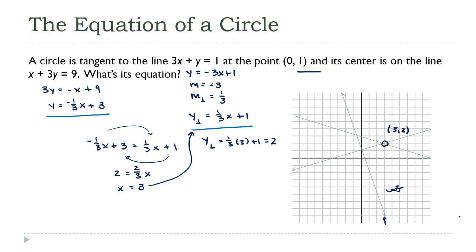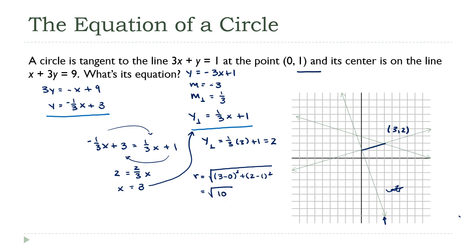Well, the radius is this segment. That segment is a radius. So if I find its length, then I've got my value of r. So what is that length? Well, r is equal to, we'll use the distance formula here, the square root of (3 minus 0) squared plus (2 minus 1) squared. This is the square root of 9 plus 1, so that's the square root of 10.